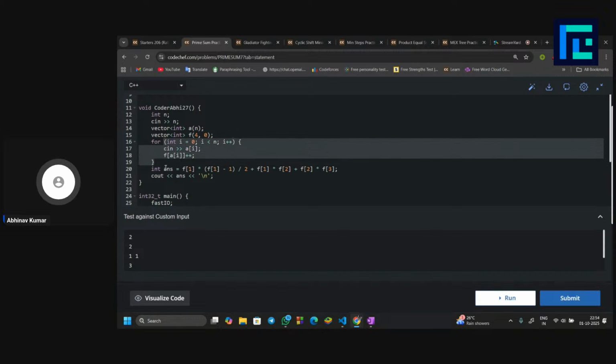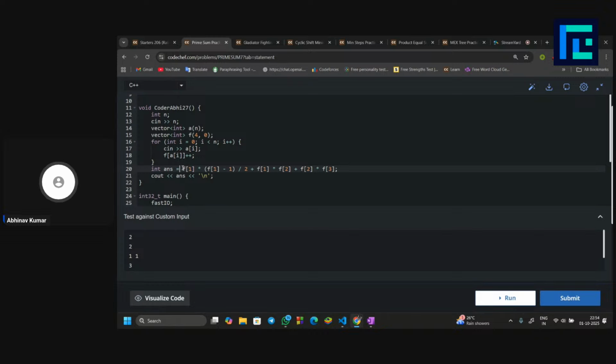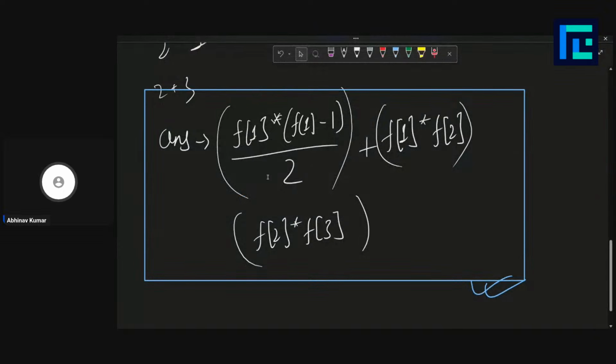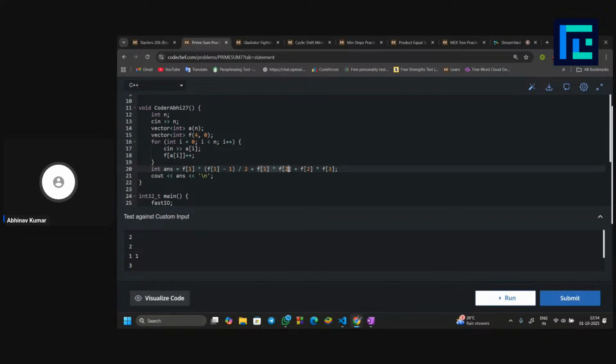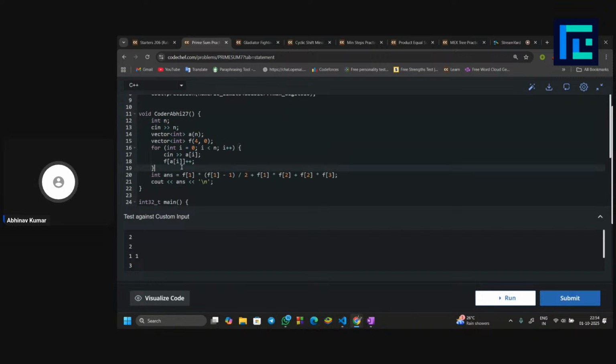Once these frequencies are computed, my final answer is, as the formula I had written, f of 1 into f of 1 minus 1 by 2, f of 1 into f of 2, and f of 2 into f of 3. Okay, this is my final answer. I print that answer. Okay, so I hope this first problem is clear to you all.